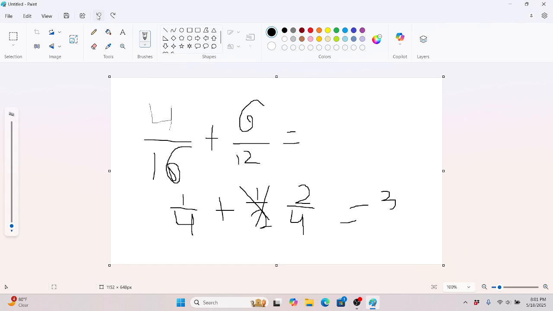I feel like I got ahead of myself and kind of went into fractions. I'm also doing this on a computer. But yeah, so do all your twos. 2 times 2 equals 4. 2 times 4 equals 8.